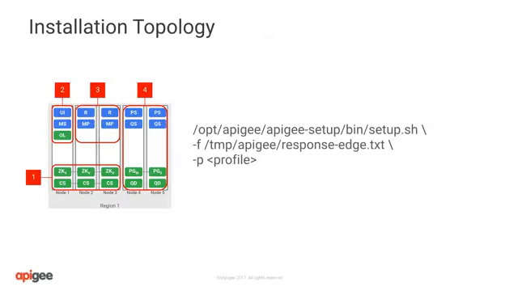Remember that we have Cassandra and Zookeeper on hosts 1 through 3, Management Services on host 1, Routers and Message Processors on hosts 2 and 3, Analytics Services on hosts 4 and 5, and the Developer Portal on host 6. The command we will be using to set up the profiles is setup.sh /tmp/apigee/response-edge.txt -p and the profile name.